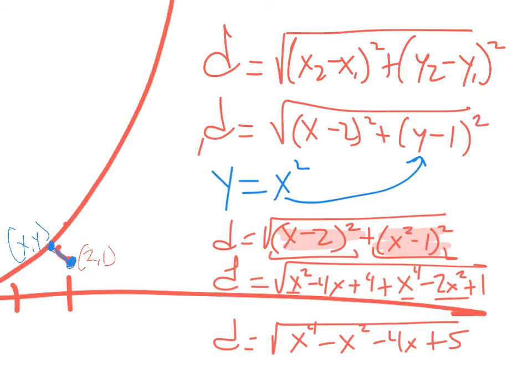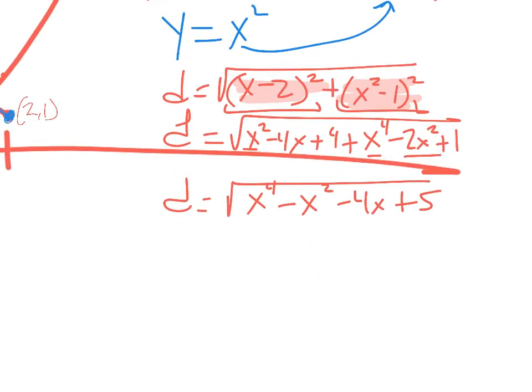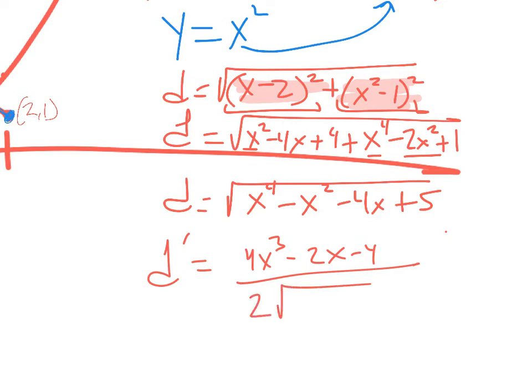So now we can find the derivative of that distance. So d prime, we're going to want to set that equal to 0. The derivative, the inside, is going to be 4x cubed minus 2x minus 4. All right, that looks pretty good. And then all over, the derivative of the square root is 1 over 2 times the square root itself: x to the 4th minus x squared minus 4x plus 5.